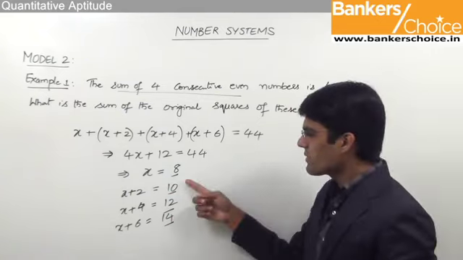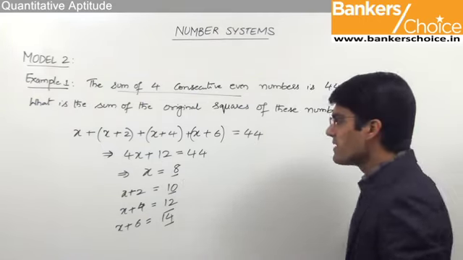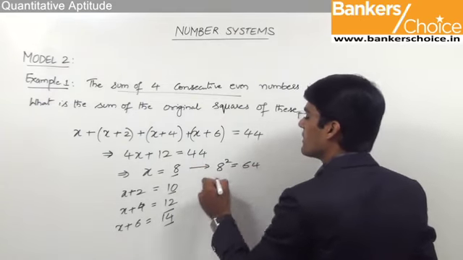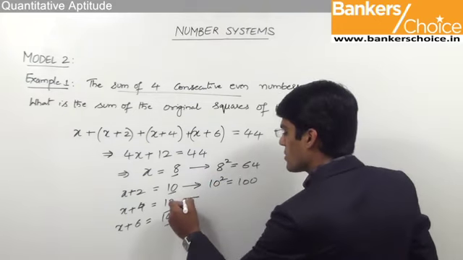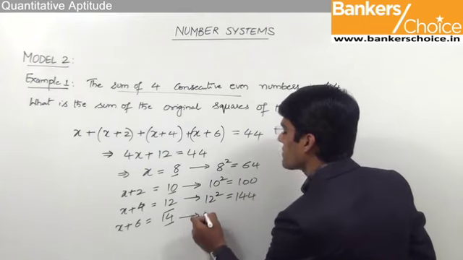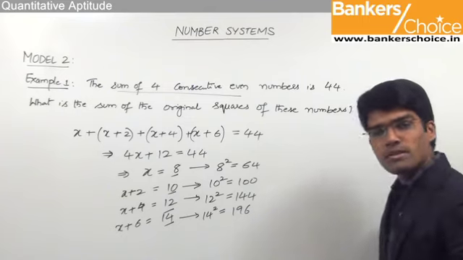So let us find out the squares of these numbers and then take the sum of those squares to get the required answer. 8 squared will be equal to 64. 10 squared is 100. 12 squared is 144. And 14 squared will be equal to 196. So the sum of all these 4 numbers is the required answer.